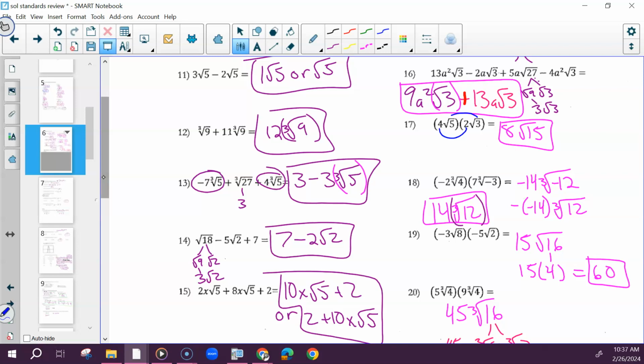15, 10x times the square root of 5 plus 2, or you can rearrange that. 16 was 9a squared times the square root of 3 plus 13a times the square root of 3. 17 was 8 times the square root of 15. 18, 14 times the cube root of 12. 19 is just 60.